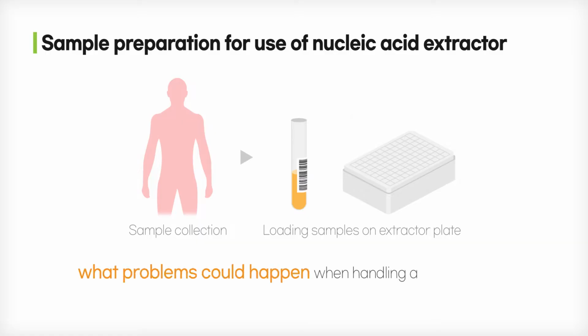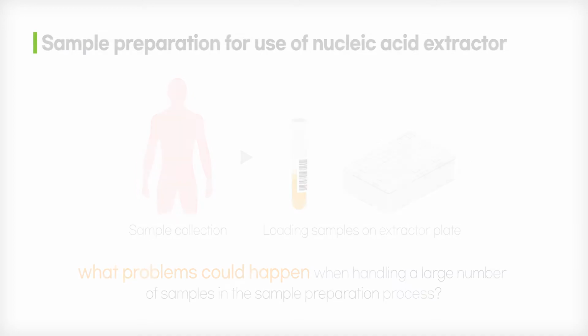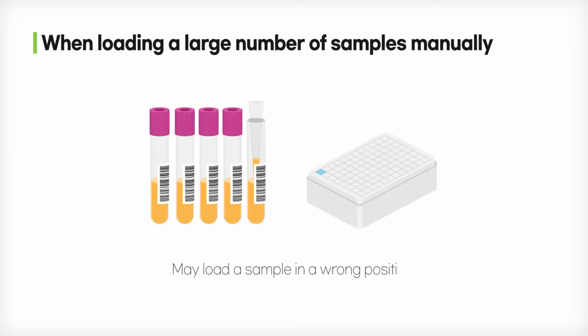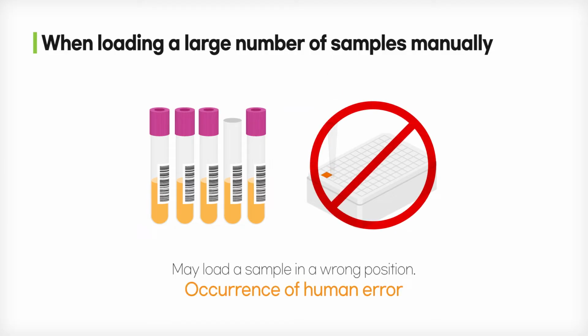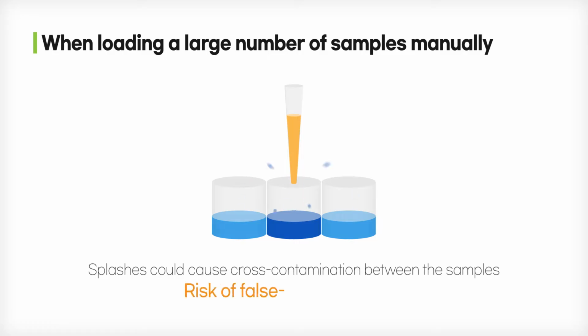What problems might occur when processing a large number of samples? First, when loading a large number of samples, there may be a human error where the user mistakenly loads a sample in a wrong location. Second, splashes may occur when loading the samples. Those may enter the adjacent wells and cause cross-contamination between them, which results in false positive results.